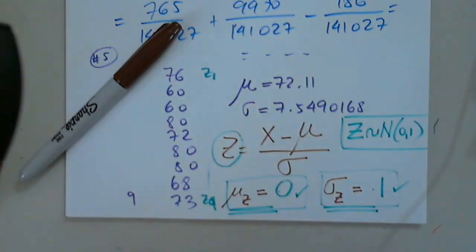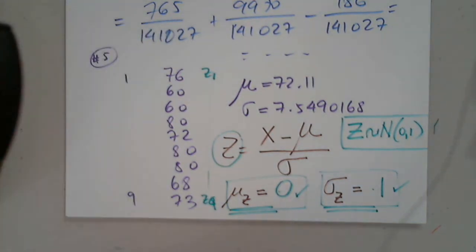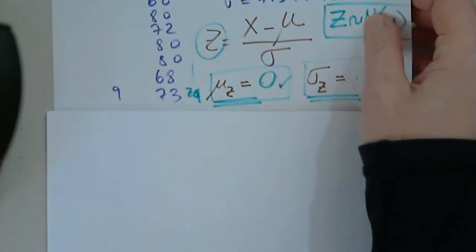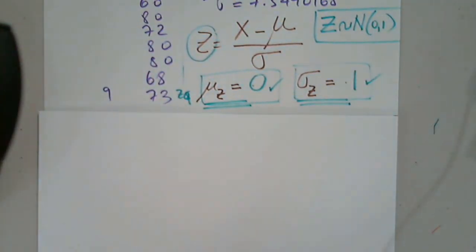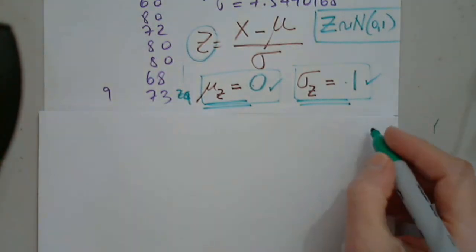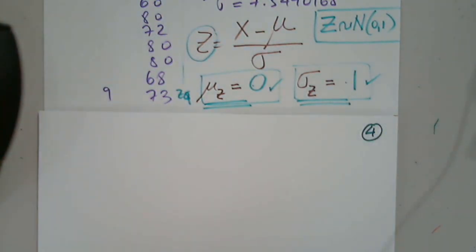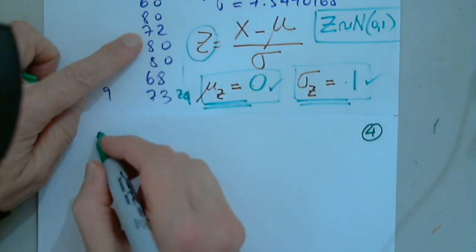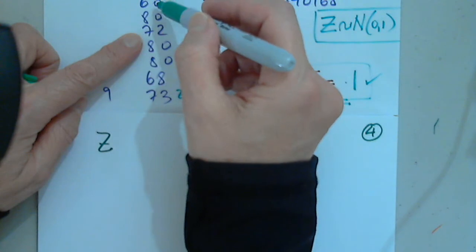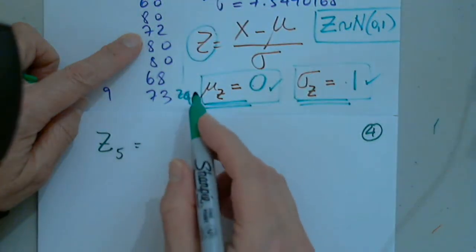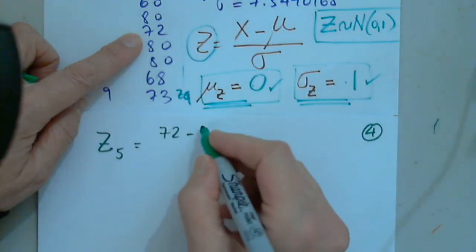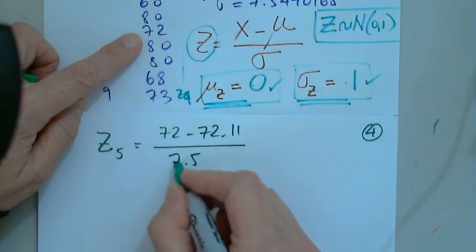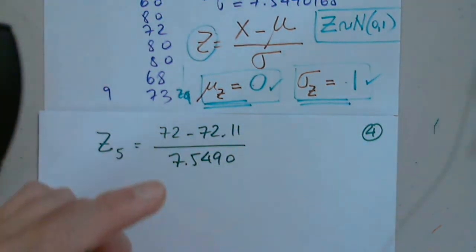So now, which students would you like to determine the Z-score for? There is no need to do it for all, because once we do it for 1 or 2, we understand what we need to do. Which one? Well, let's do 72. So Z for student 5 is 72 minus the mean, 72.11, divided by 7.5490.